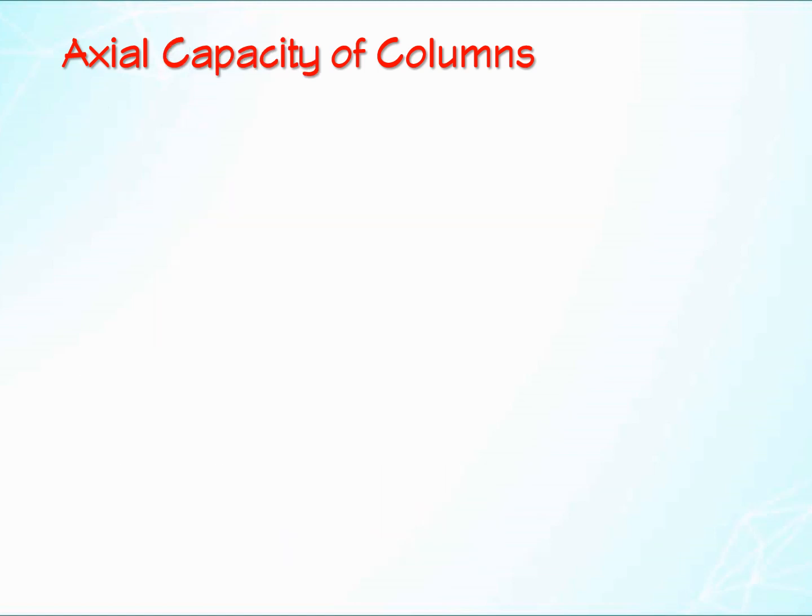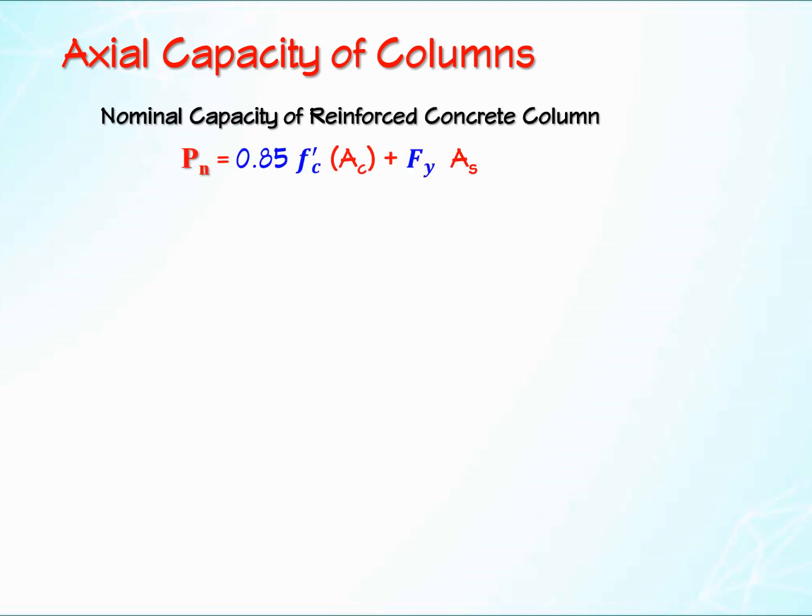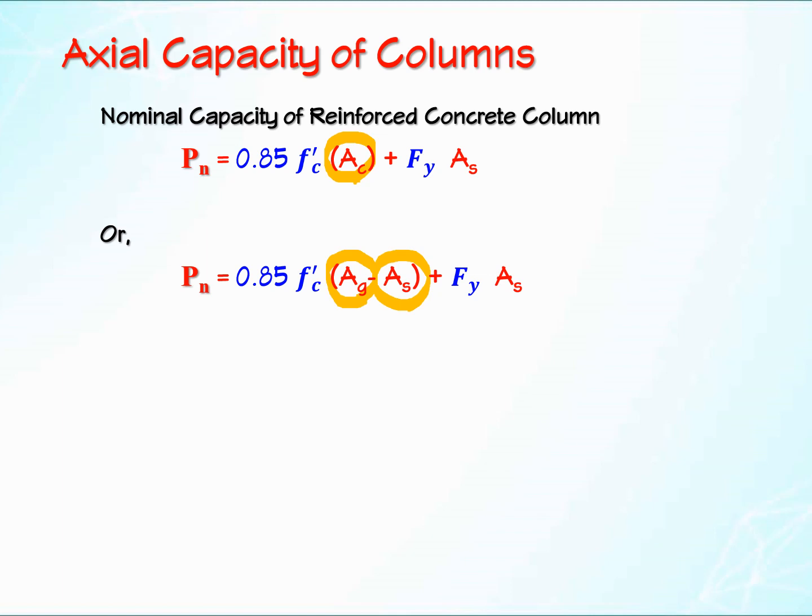Actual capacity of columns is introduced like this from previous page, or you may see your concrete area as gross cross-section of column minus steel area. This is more convenient instead of going this way. So what is a gross area of column? That is nothing but B times H.